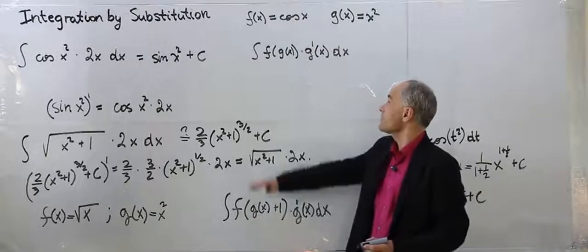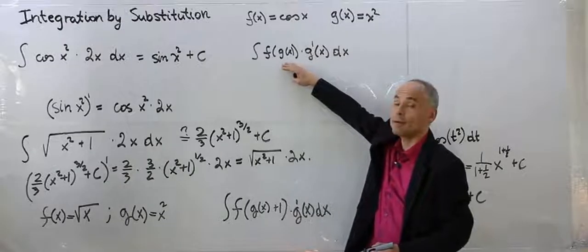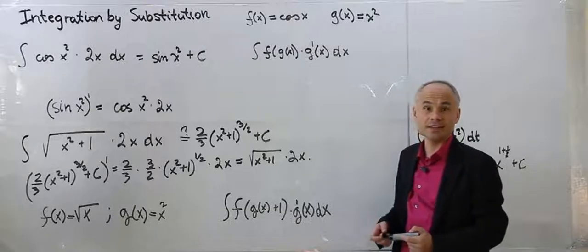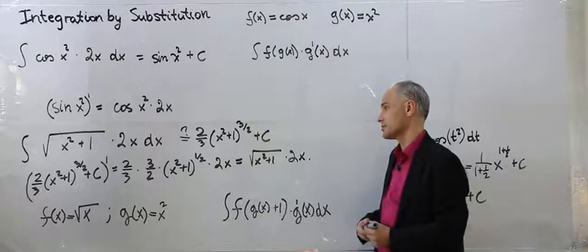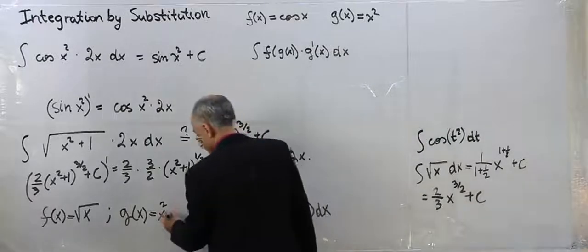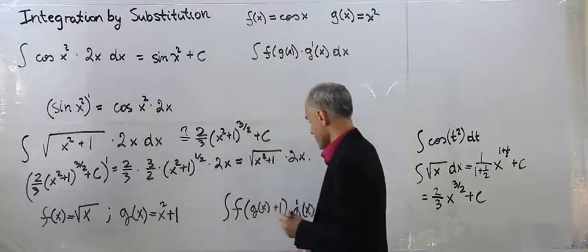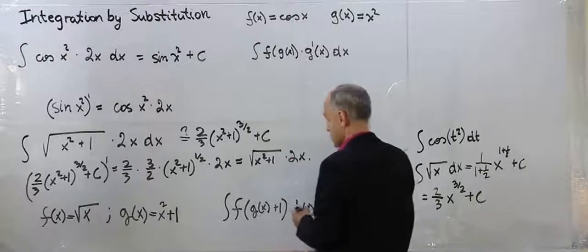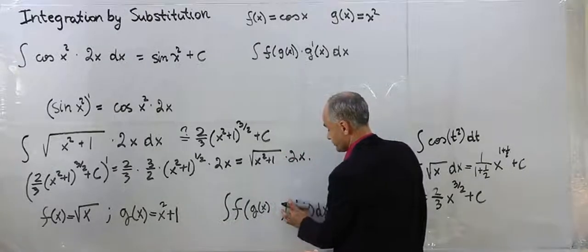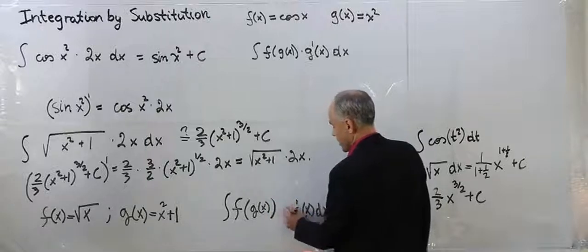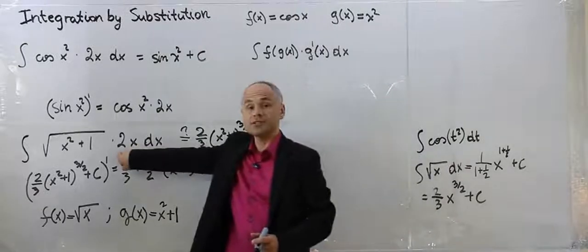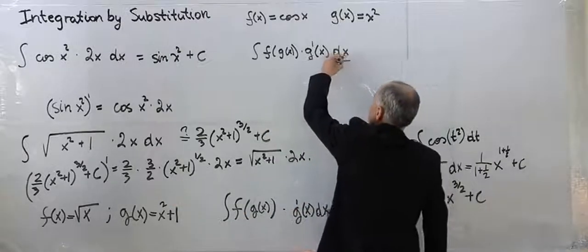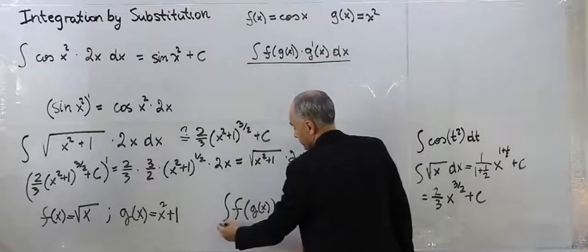Well, this is not exactly the same pattern as the upper example here. So maybe g of x should not be equal to x squared. x squared plus 1. Okay, let's try that. Then the first term will be f of g of x. So there's no plus 1 anymore. And the second factor is still 2x, which is g prime of x. So notice that both examples follow the same pattern.